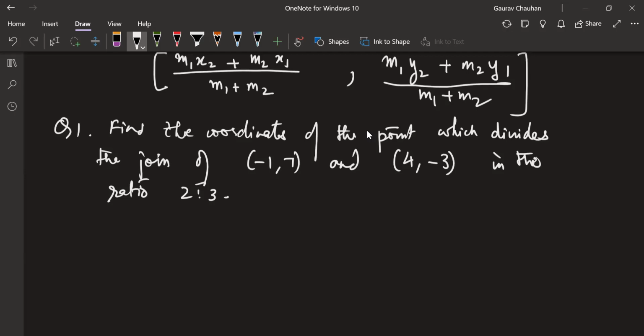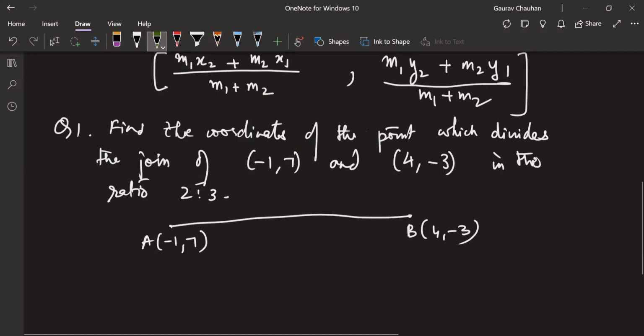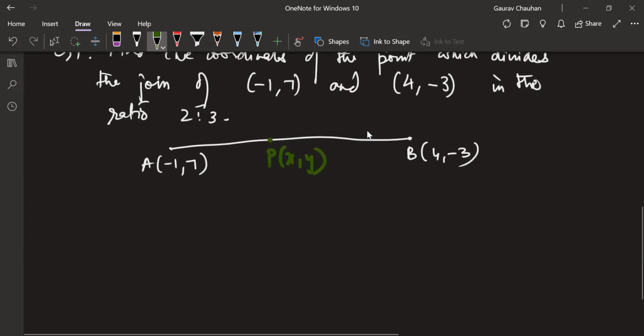Now 2 has to be towards the side of the first one, and 3 has to be towards the side of the second one. That's an important thing that we have to keep note of. So just a rough diagram we will draw. Let's write A as -1, 7, B as 4, -3, and you have a point P dividing in 2:3, so this part will be smaller. P is x, y. Everyone okay with this? Now I have to find x and y of P.